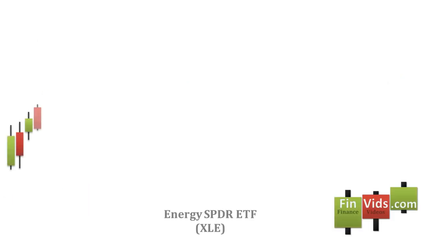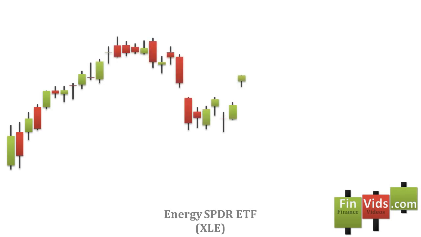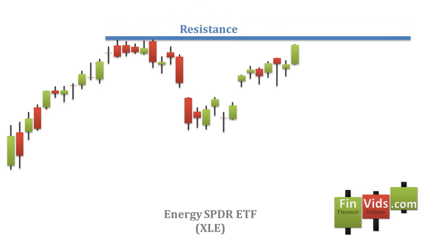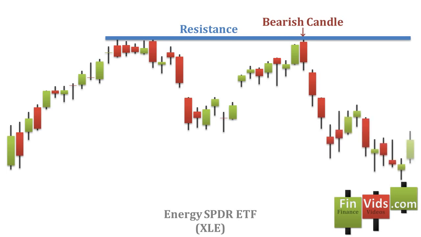This chart of the Energy Spider ETF illustrates that bearish candlesticks can confirm areas of resistance. A resistance line is drawn at a prior high, and when prices reach the resistance area again, a bearish candle is formed, rejecting prices at that level. Prices then fall.